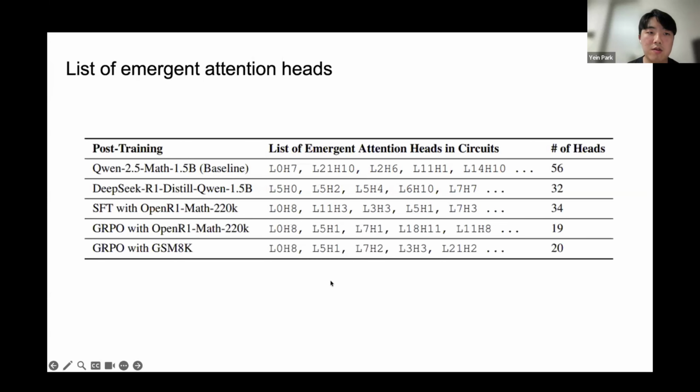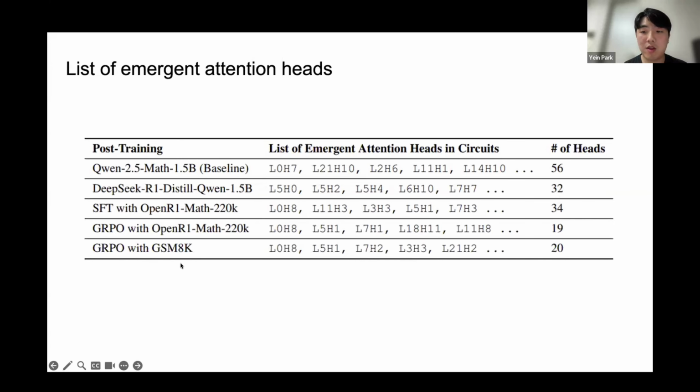So here is the list of emergent attention heads for these model categories. Now you can see that this DeepSeek R1 version shows some emergent attention heads which are not shown in the circuits of baseline models, and it counts like 32 heads. And also SFT introduces around 34 heads, which is a lot more than GRPO, like it is almost half.